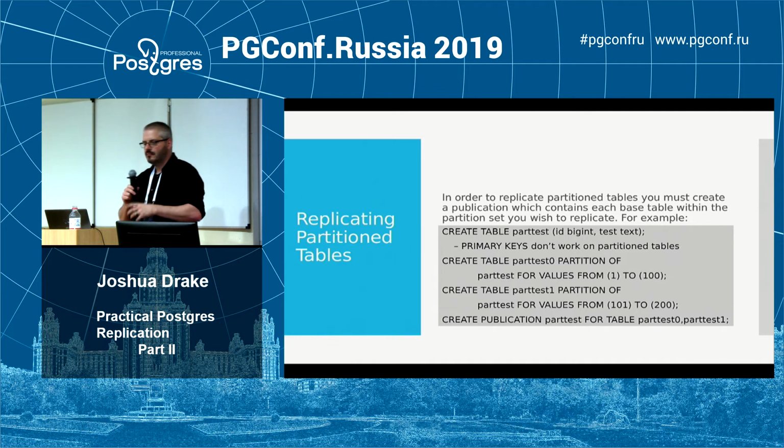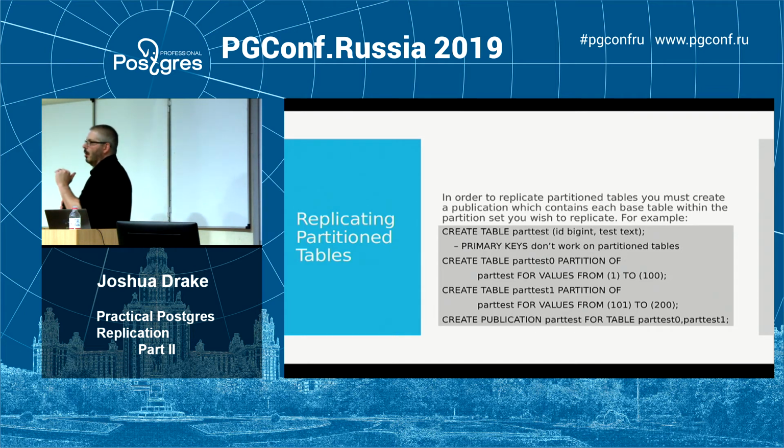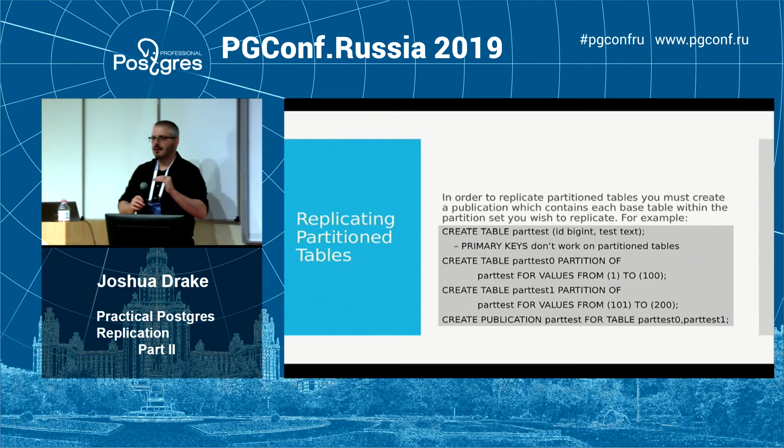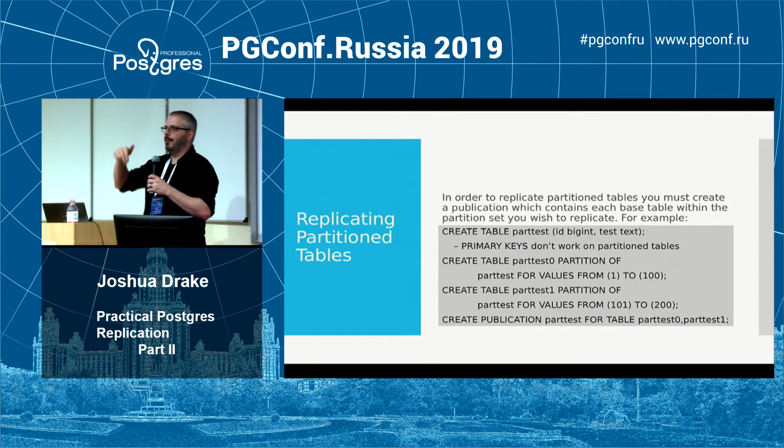We create table part_test_0, partition of part_test for values from 1 to 100. We create table part_test_1, partition of part_test for values 101 to 200. Then I can create a publication part_test for tables part_test_0 and 1. Notice I'm not replicating the parent table because the parent table is essentially an envelope. It doesn't actually exist. Everything is getting put into the buckets below it.